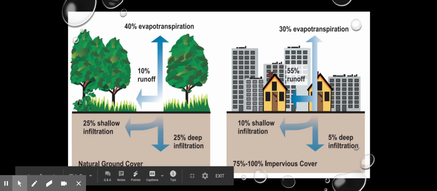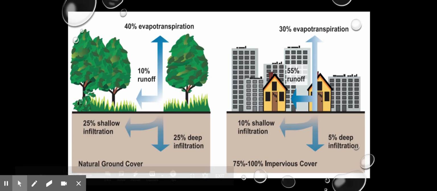This graphic will show you just a little bit of that. On the left, you have natural ground cover, and then you have rain coming down. And on the right, you have kind of a city and what's happening to that rain. So in the natural ground cover area, you have 25% deep infiltration into the ground, 25% shallow and only 10% runoff, and 40% evapotranspiration from the trees.